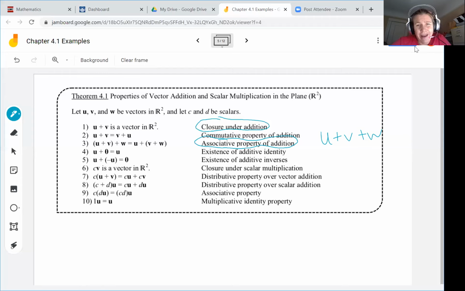The next is that we have an additive identity. An additive identity is something you can add to a vector and it stays the same. So for addition, our additive identity is the 0 vector. Vector u plus the 0 vector doesn't change either of the components. So we say our additive identity is a 0 vector.